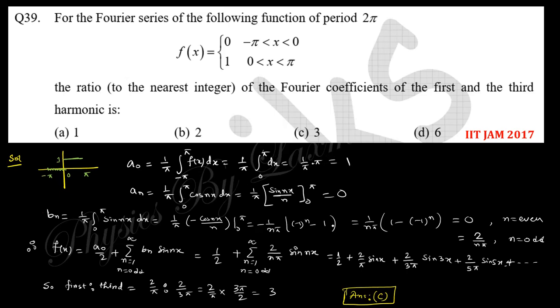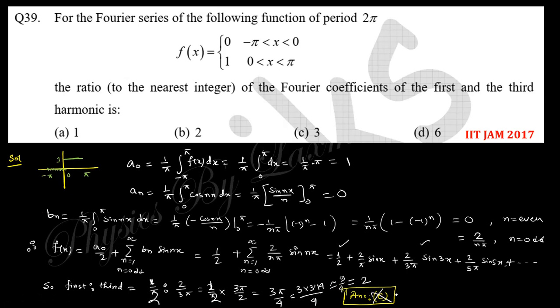So this is the half, and this is the half for 5 pi by 2. Sorry, first harmonic and third harmonic: first, second, third. So half, and this is 2 by 3 pi, so half, this is 3 pi by 4. Clear? So 3, and this is 3.14 by 4, this is nearly equal to 9 by 4, this is nearly 2.